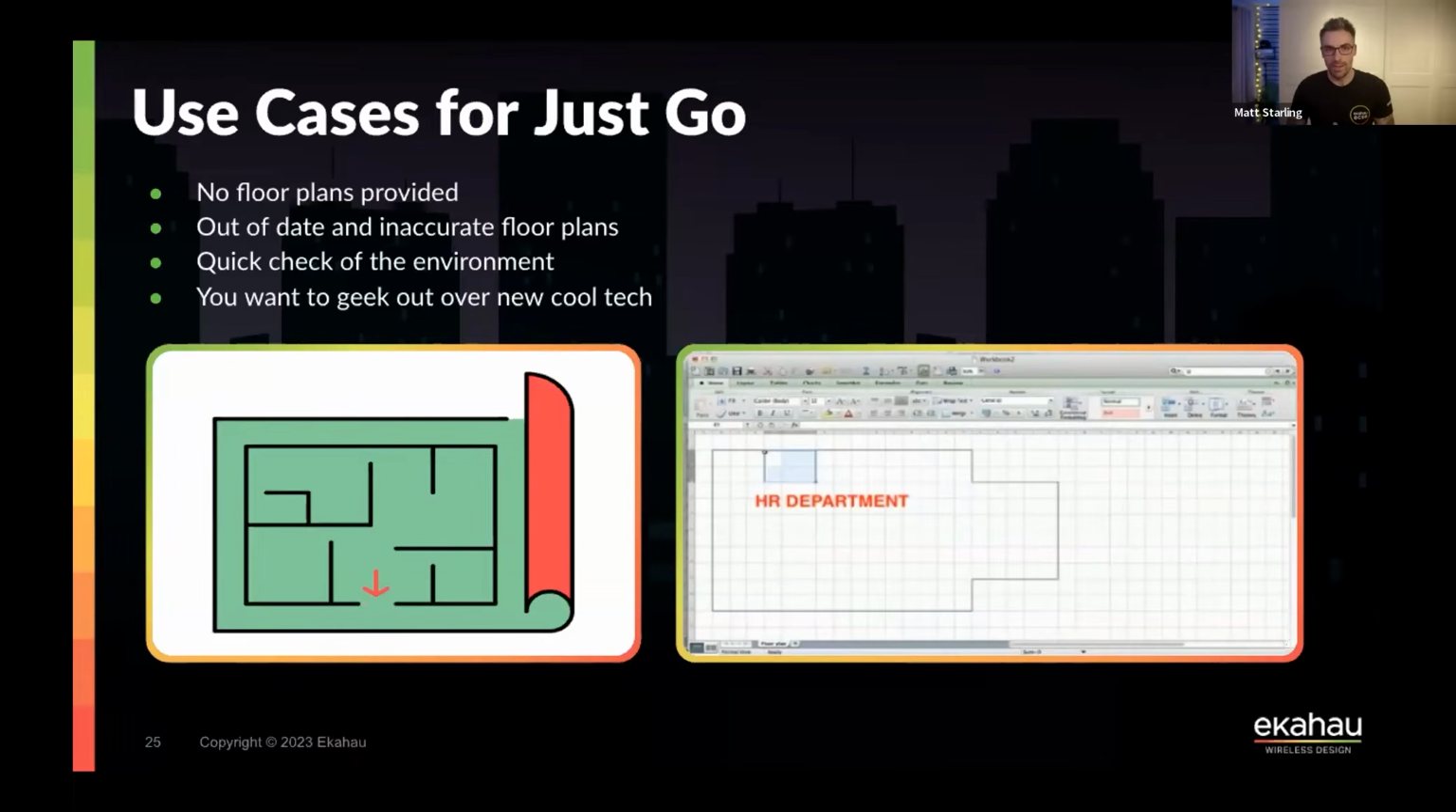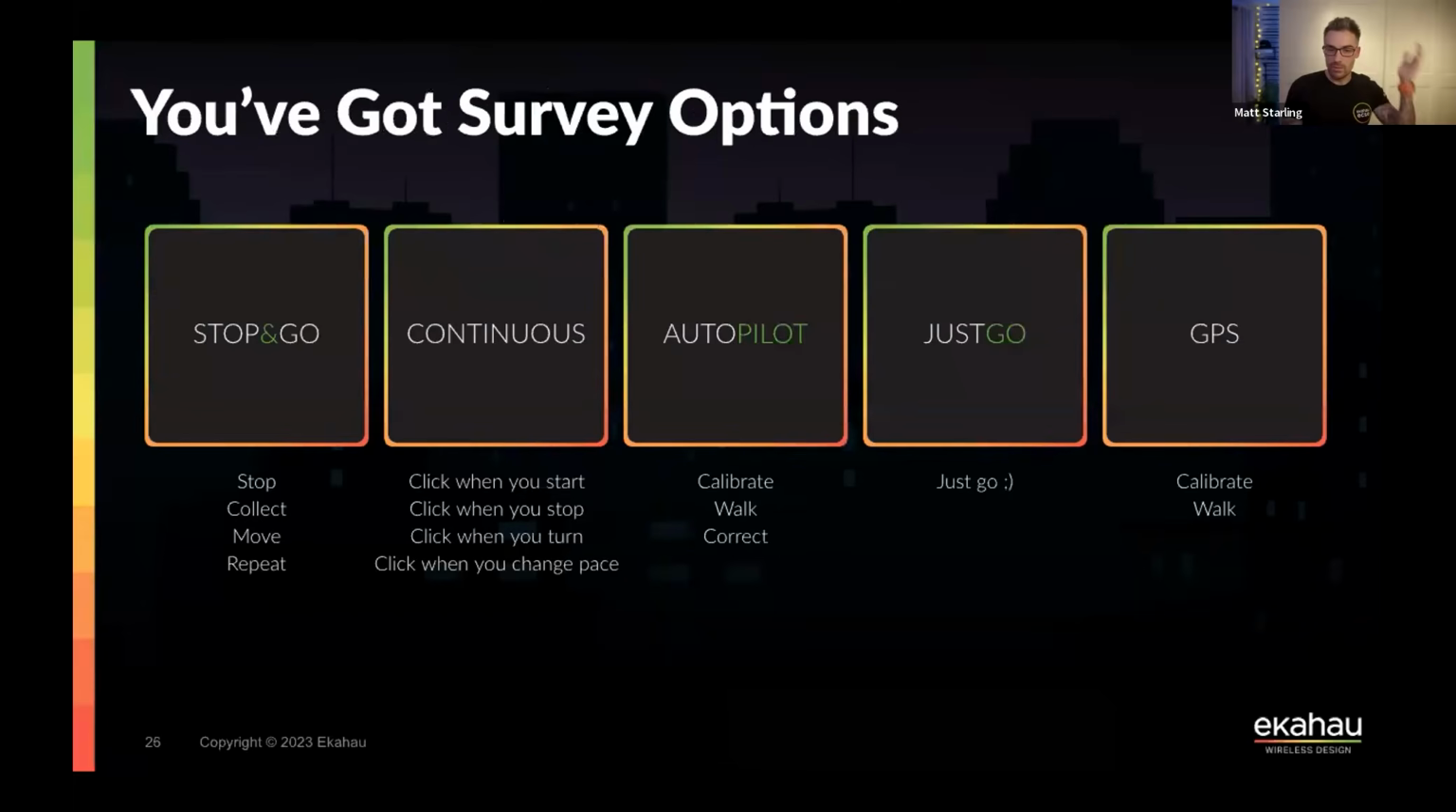Or if you're just like me and Mac and want to geek out over new tech, then you're going to get massive satisfaction from trying out this new survey feature. But this just gives us options. So now we have more options. These are some of the types of survey methods that you can use to capture data for the networks that you're doing the Wi-Fi survey at. And we're not saying that if you've been given perfect floor plans that are accurate and scaled, don't use them. We're not saying the best practice is now to use Just Go. Of course you can use the other survey modes.